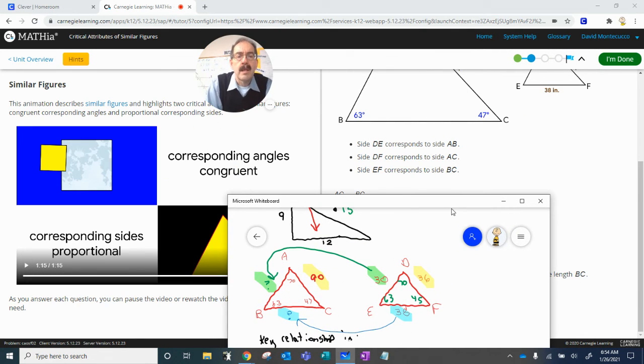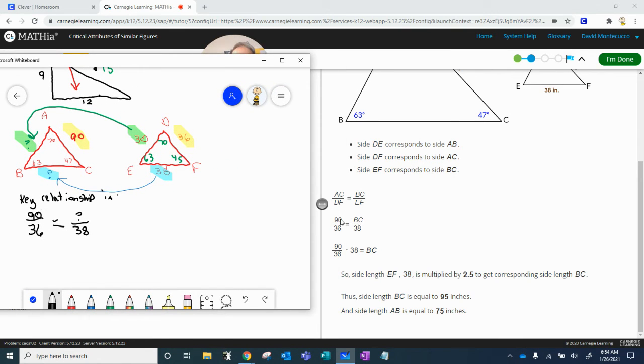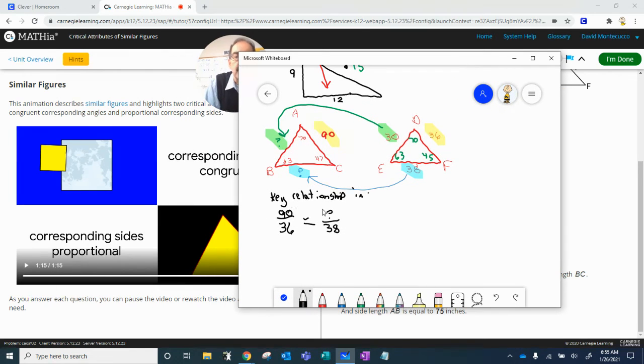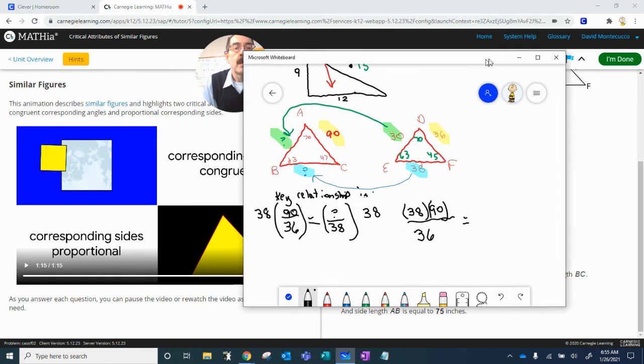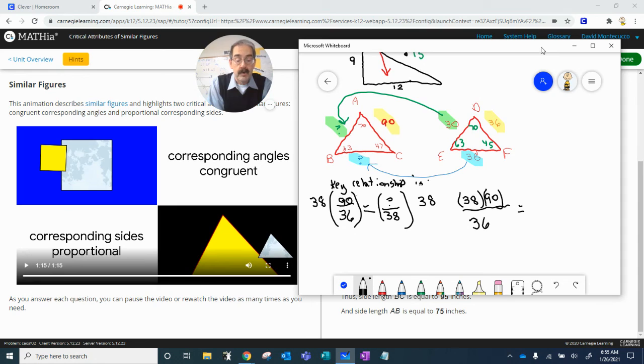Okay, and in this case, we multiply both sides by the 38. We undo a division. Okay, so what do we get? 38 times 90 divided by 36. Okay, grab our calculator and just crank that out. Okay, so 38 times 90 divided by 36 is a 95. Okay, so 90 goes to the 36 as the 95 goes to the 38.